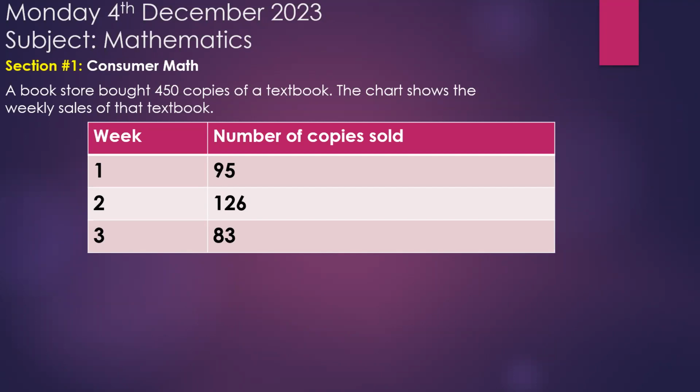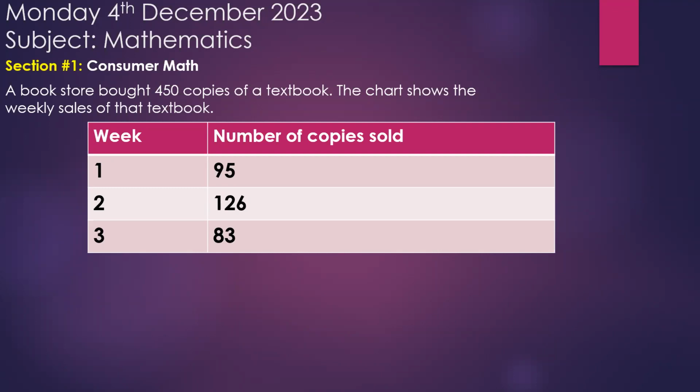450. So, in total, how many books did the store buy? 450. Good. Yes, sir. In total, how many books did the store buy? It's right there in the question. You read the question, the first sentence. How many books did the store buy? It's right there in the question.